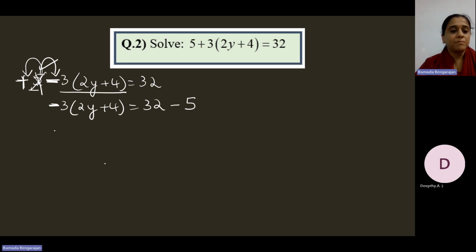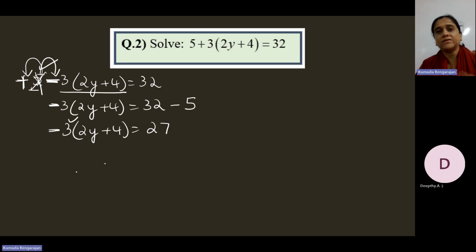Then it will be minus 3 of 2y plus 4 is equal to, what is 32 minus 5? 27. Now you need to bring this minus 3 to the other side. Next, we'll have to transpose this. Write the rest of the equation other than what you have to transpose. So you want to transpose minus 3. You have to. It's not a choice.